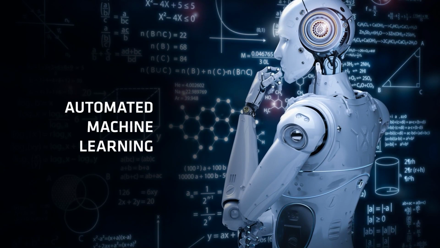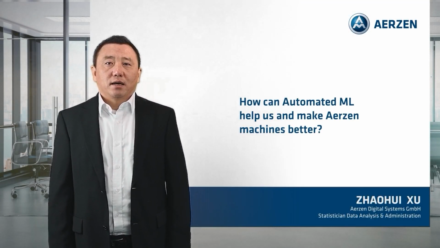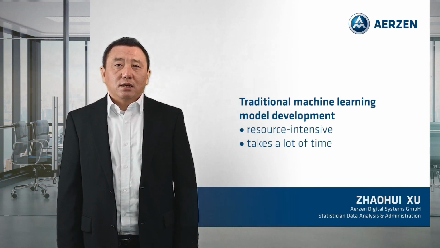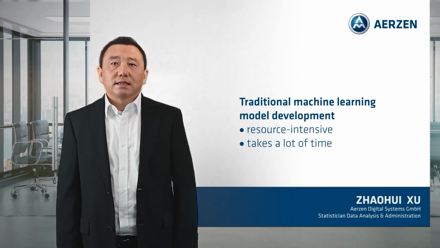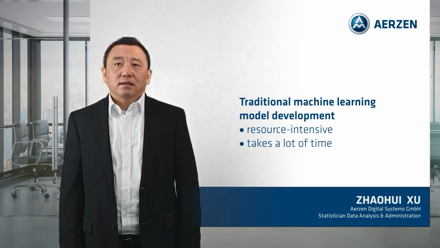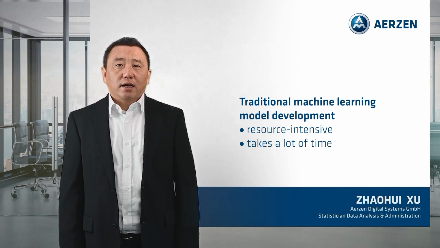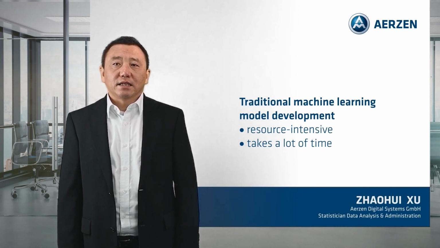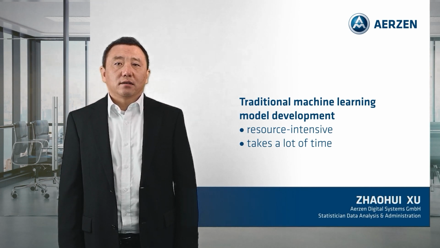Our next subtopic is AutoML. How can automated ML help us and make Edge machines better? Traditional machine learning model development is resource-intensive and it takes a lot of time to generate and compare different models. Using automated machine learning can reduce the time required to generate production-ready ML models while making the job more efficient.